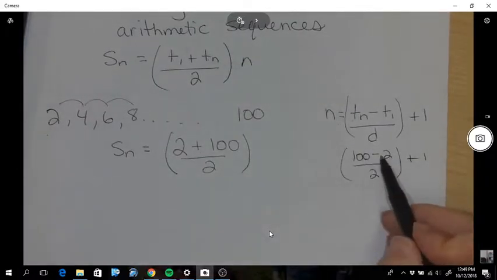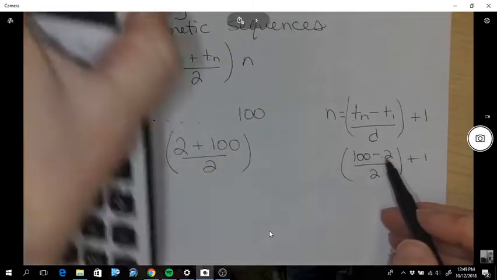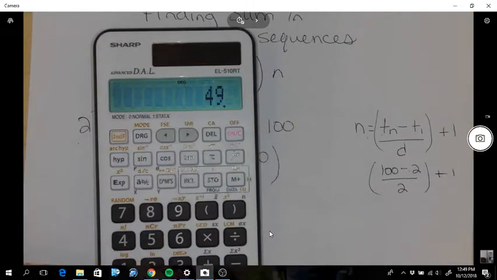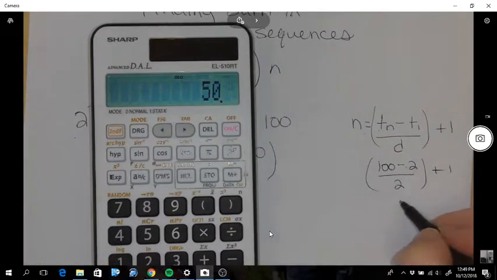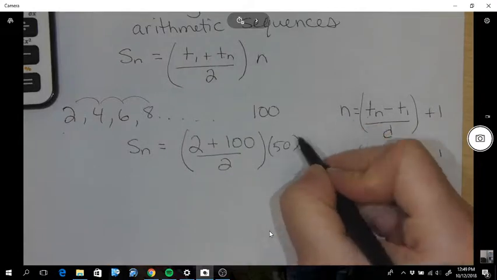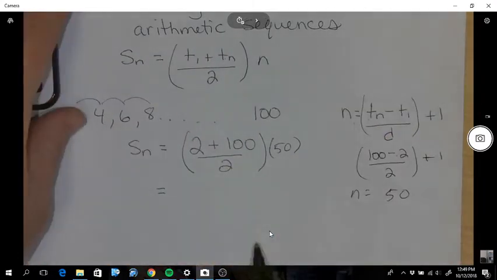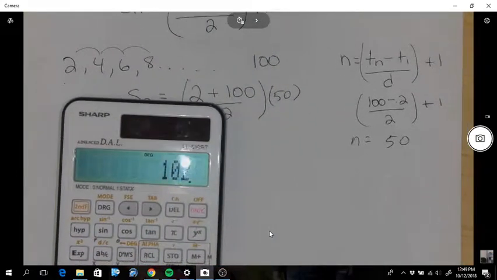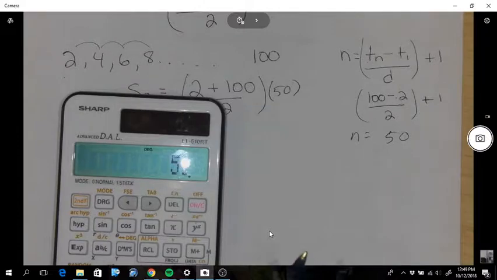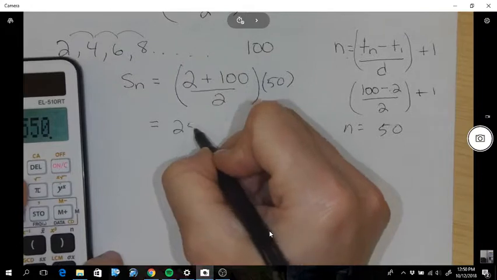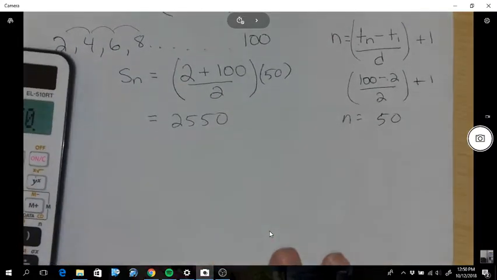100 minus 2 needs to happen first, so that's 98. Then divide that by 2 and add 1, so you have 50 terms. Order of operations is important. 2 plus 100 equals 102, then divide by 2, then times 50. So the whole sequence will add up to 2,550.